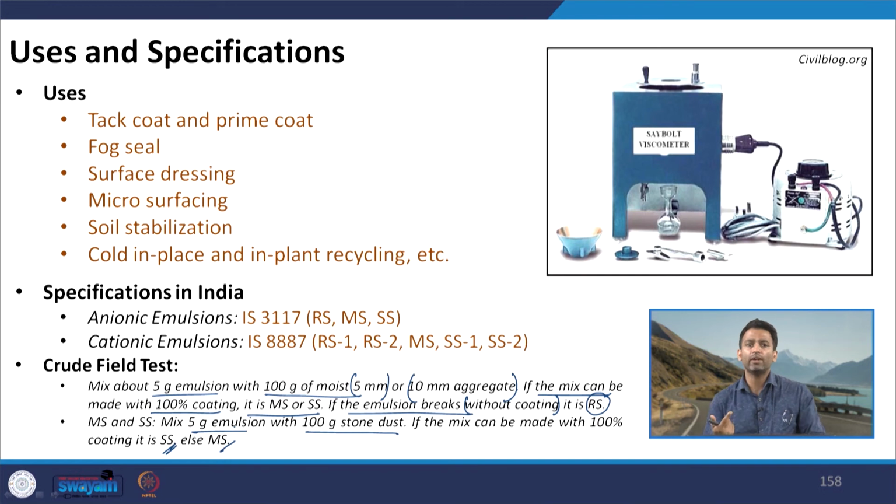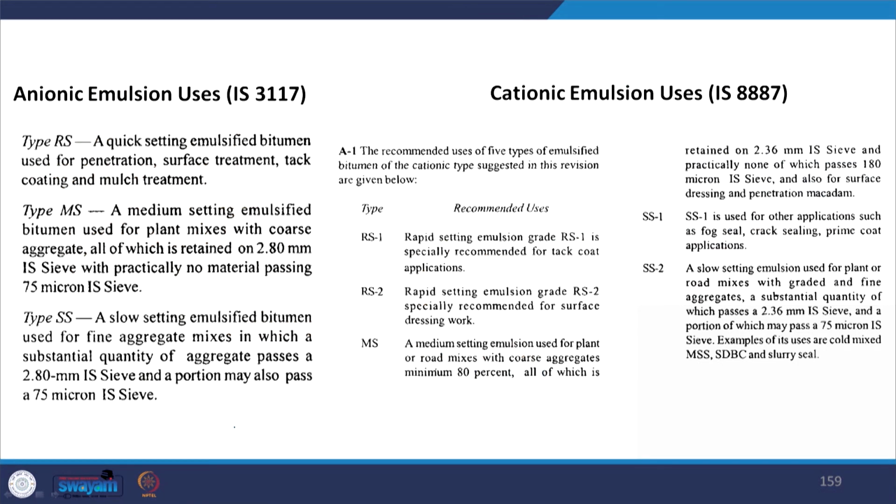So, the thumb rule here is, the finer the size of the aggregate particles in the mixture for which we are trying to use the emulsion, we have to use slow setting or medium setting. I mean, as the fineness increases, we will need more setting time. So, accordingly the choice of the emulsion has to be made. So, this is taken from the IS codes.